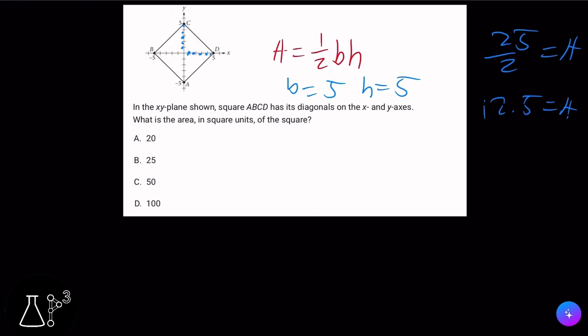So if I do 12.5 times 4, I multiply 0.5 times 4 and get 2. Then 4 times 2 equals 8, and 8 plus 2 equals 10, so I have 1 carried over and a zero here. And 4 times 1 equals 4, and 4 plus 1 equals 5, therefore I have 50. And 50 is the total area in square units of the square, making my answer C.